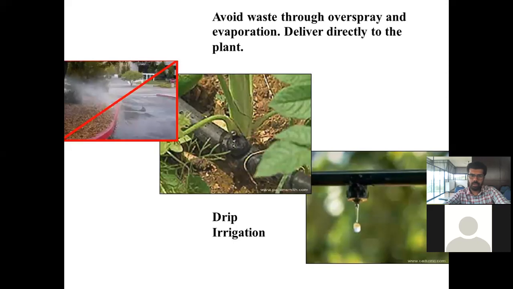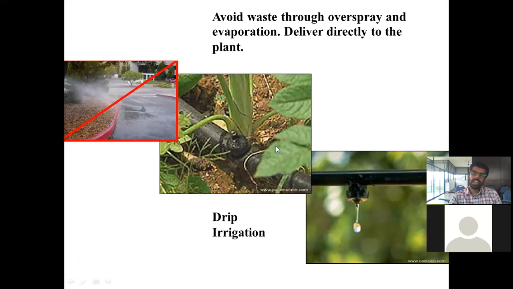Okay. So now coming to another one, drip irrigation. I will show you how to calculate the dimension. Before that, I will explain what this drip irrigation is. So it avoids wastage through overspray and evaporation, and delivers water directly to the plant.